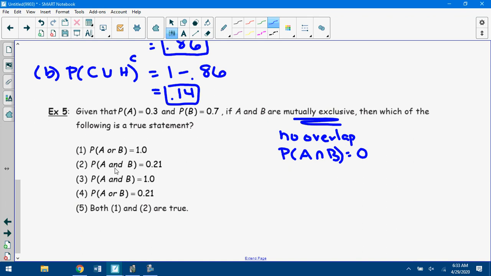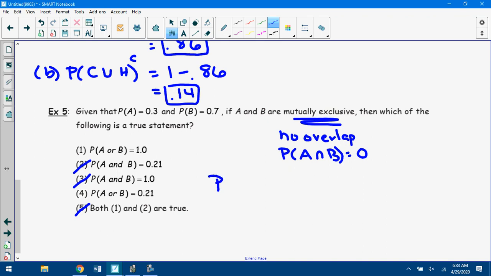Okay. Which of the following is a true statement? Well, right now I see 2 probabilities of A and B, and neither of them are 0, so 2 and 3 are out. Both 1 and 2 can't be true because 2's out. So we're down to 1 and 4, which are the OR questions.